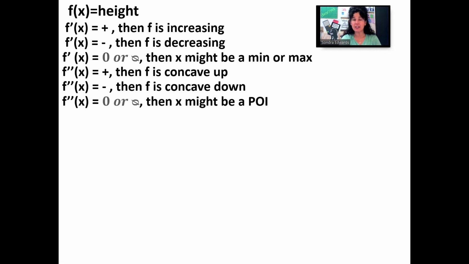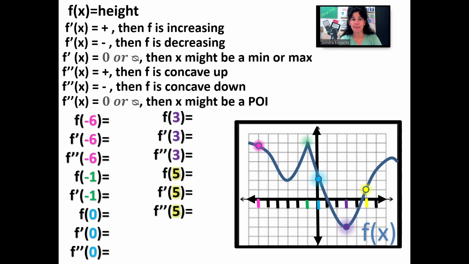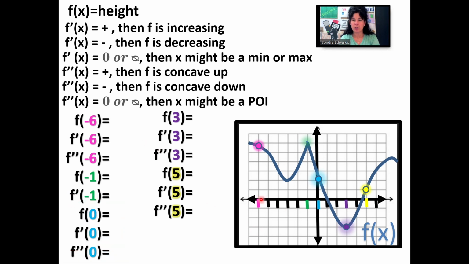And then if f double prime is 0 or undefined, then that tells you that you might have a point of inflection. Let's just look at this graph of f and decide, is the answer to these positive, negative, 0, undefined? So if I substitute -6 into this function, that's just height.